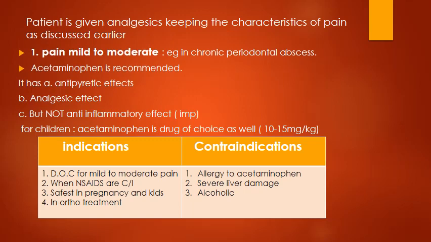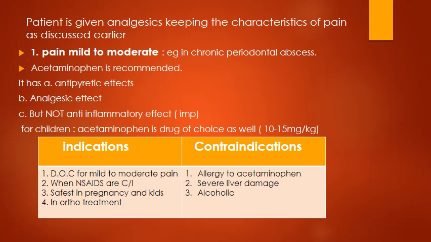Now, acetaminophen has some properties which are important to us. What are those properties? A, it has antipyretic effects, that is fever reduction properties. B, an analgesic effect, that is it will give us relief from pain. An important thing to notice here is it does not have any anti-inflammatory effect. So yes, in case of fever, you can use it. In case of pain, you can prescribe it, but not in inflammatory conditions.